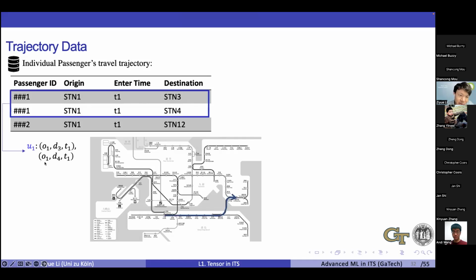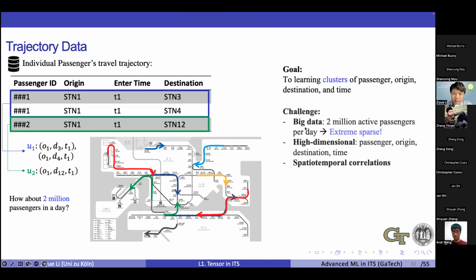This is how passenger 1 travels. Passenger 2 travels differently. So imagine we have millions of passengers traveling within a day. How can we cluster all the information efficiently? I mentioned this before. This is our challenge, and the potential solution is actually quite interesting.